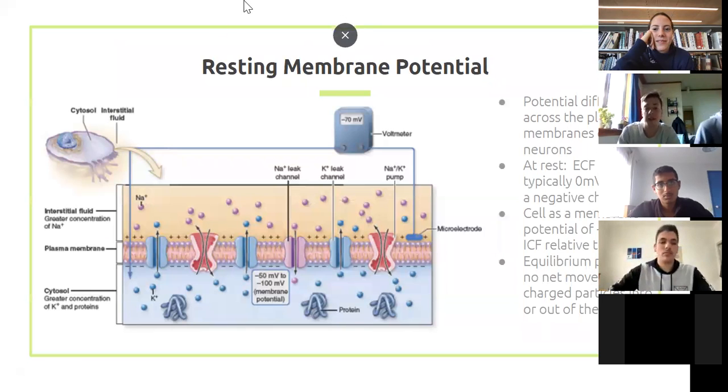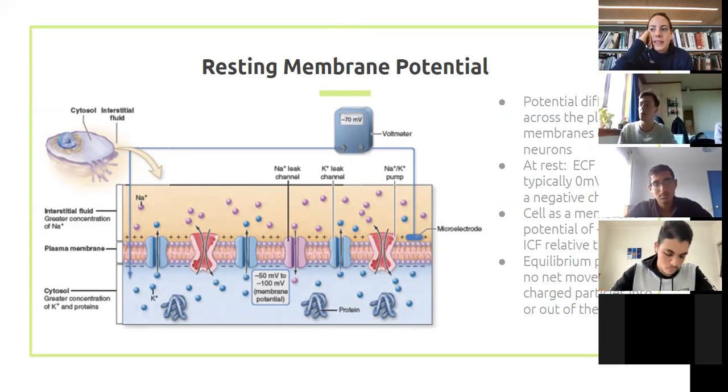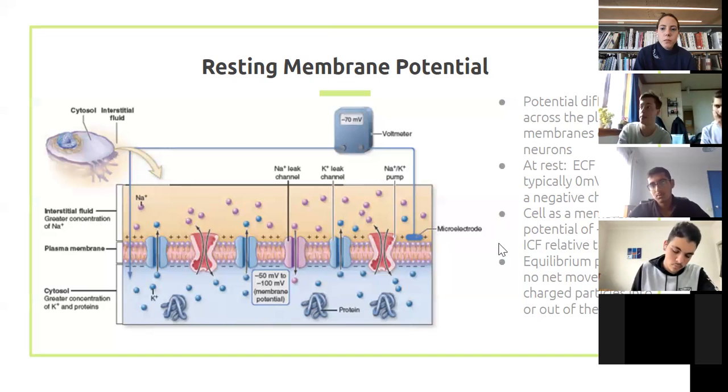So first thing about action potential is the resting membrane potential. This is when you have just a neuron at rest, not doing anything. The potential is caused by the difference in the ions between what's inside the neuron, the intracellular fluid, and what's outside the neuron, the extracellular fluid. So this difference is negative 70 millivolts. Remember that number, please. And then this is called the equilibrium potential, so there is no net movement of charged particles into or out of the cell.